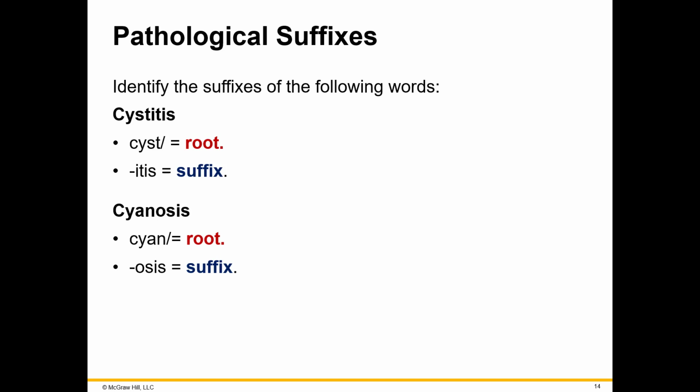Cyanosis means dark blue coloration of blood due to lack of oxygen. So cyan is the word root meaning dark blue, and osis is the suffix meaning abnormal condition. I do want to make one more note on osis. If it is used with a blood word part, such as leukocytosis, osis in this case would mean an abnormal increase. Again, you're not expected to remember this now. I just want to lay that foundation.